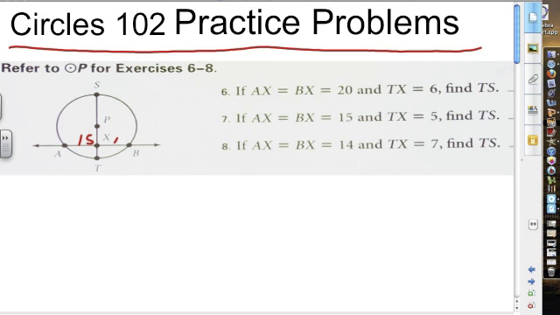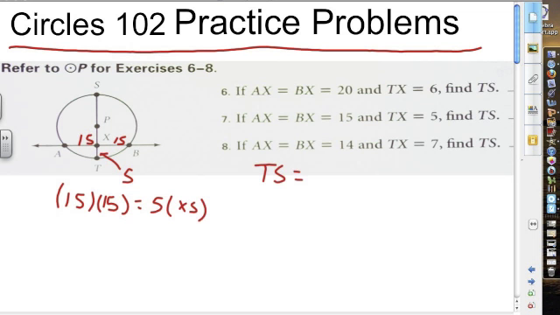Okay, so now what if AX and BX are both 15? So now these are both 15. And we know that TX, again, this one here, is 5. How long is the whole thing? Are you seeing a pattern here? So I'm going to take 15 times 15. That's going to equal 5 times XS.